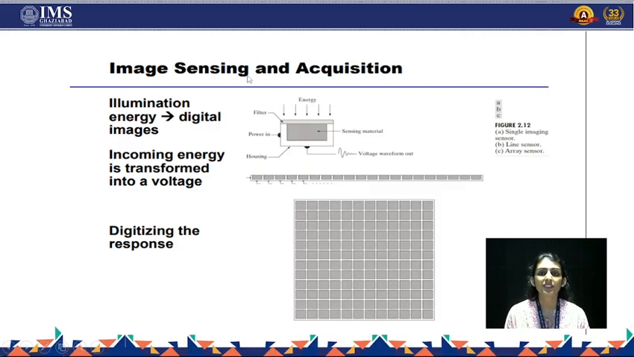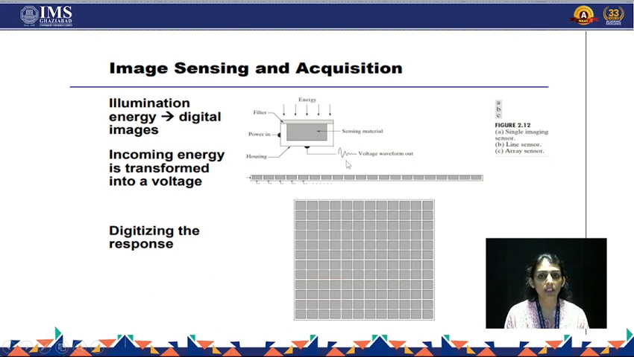Now how is an image sensed and acquired? For any image, we are not talking about the human eye, we are talking about any lens. So how does image sensing and acquisition take place? Every object emits some kind of energy. Now that energy is captured by a sensing material. It is sensed by some sensing material, and then some voltage is generated according to the energy which has been sensed, because energy has some power and it is generating some voltage. Now the voltage is in the form of waves.